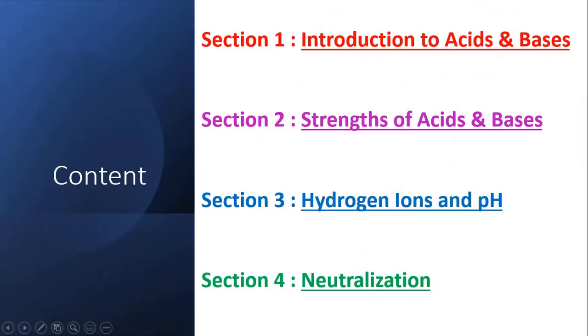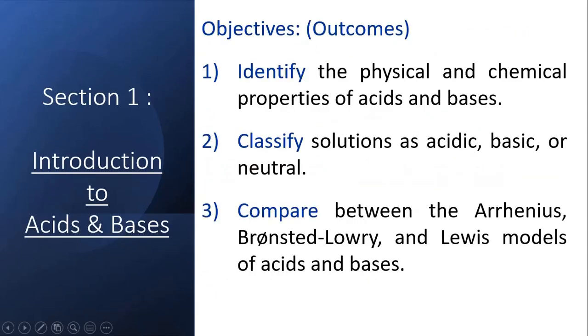This chapter will cover 4 sections. The first section is called Introduction to Acids and Bases, which goes mainly around three objectives. It will talk about physical and chemical properties of both acids and bases. We're going to know some solutions to be classified as acids or bases, plus a neutral like water. We are going to study some examples like HCl, NaOH, and so on. The last objective of lesson 1 is to compare between both Arrhenius and Bronsted-Lowry concepts.